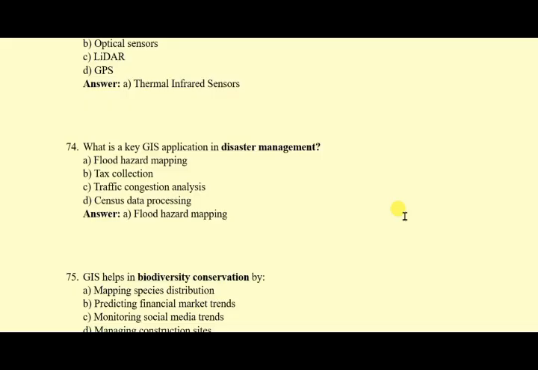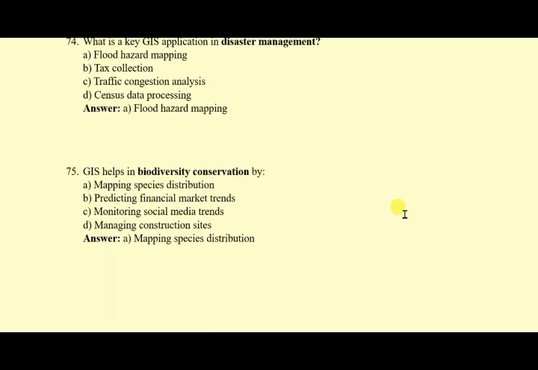74. What is the key GIS application in disaster management? Flood hazard mapping, tax collection, traffic congestion analysis, census data processing. Right answer will be flood hazard mapping.